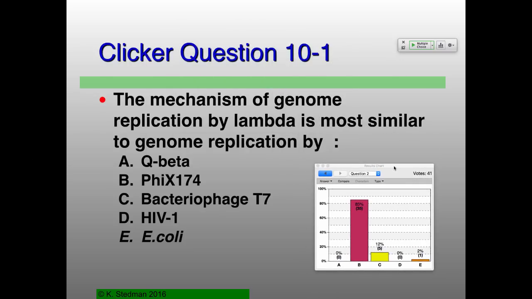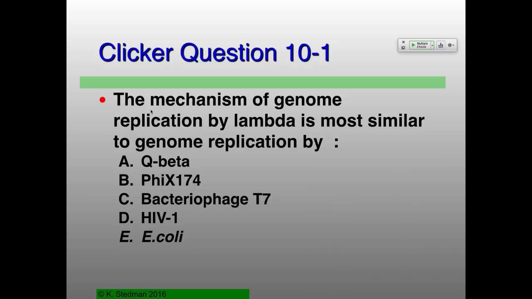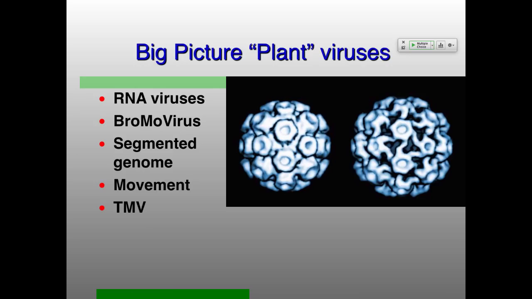So why phi X174? Rolling circle replication. That's what it's about. The key here really has to do with the mechanism of that late genome replication. That mechanism is the rolling circle mechanism. Okay, so that's it for Lambda.